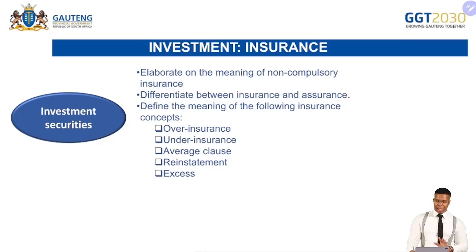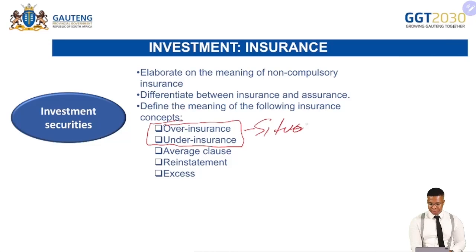So what is key here? I want to explain something. The issue of over-insurance and under-insurance. This is basically a situation. And then when you're looking into average loss and reinstatement, this is how to deal now with the situation. So the situation for the insured can be the insured is over-insured. And another situation can be the idea that a client or a customer is under-insured.